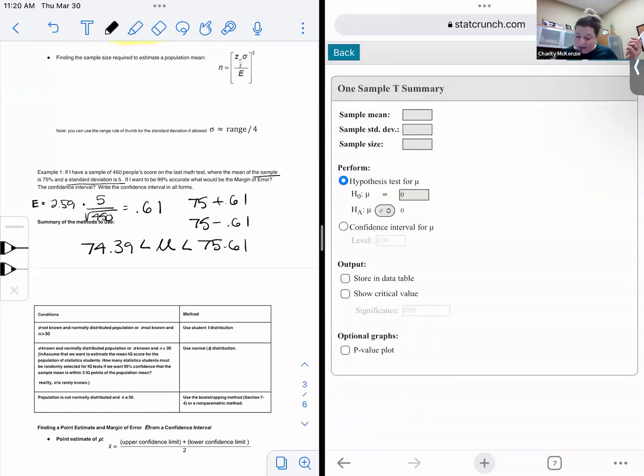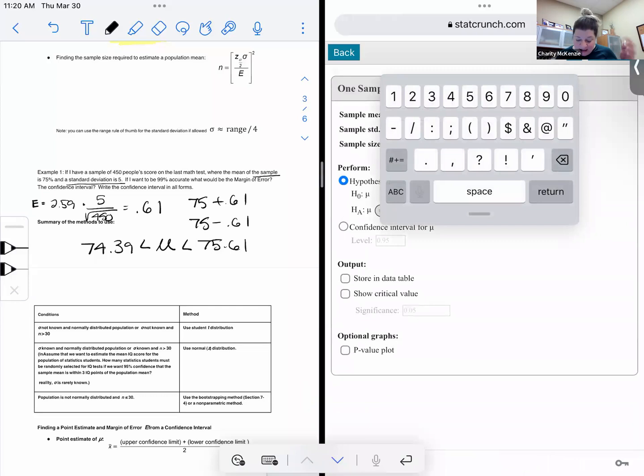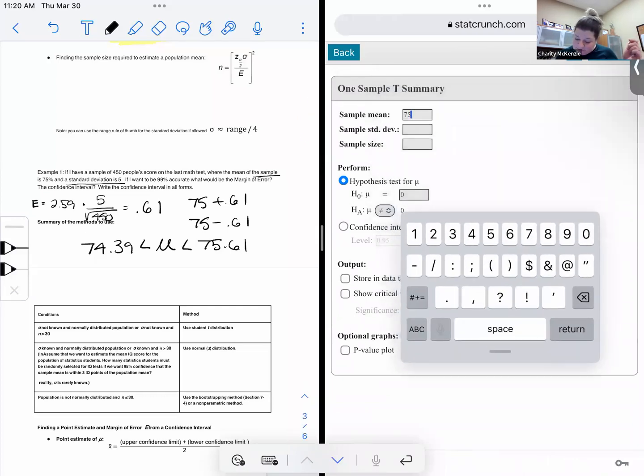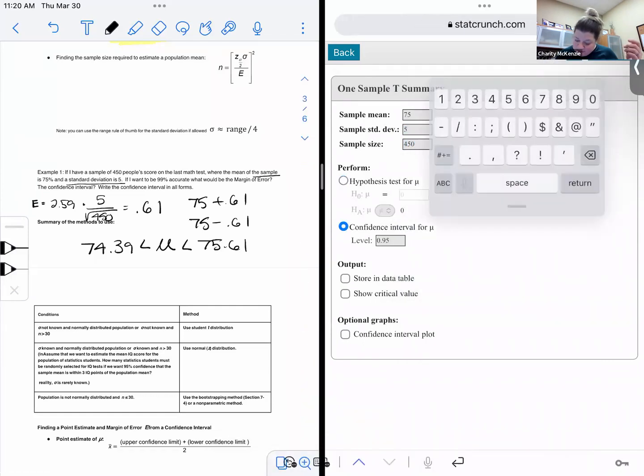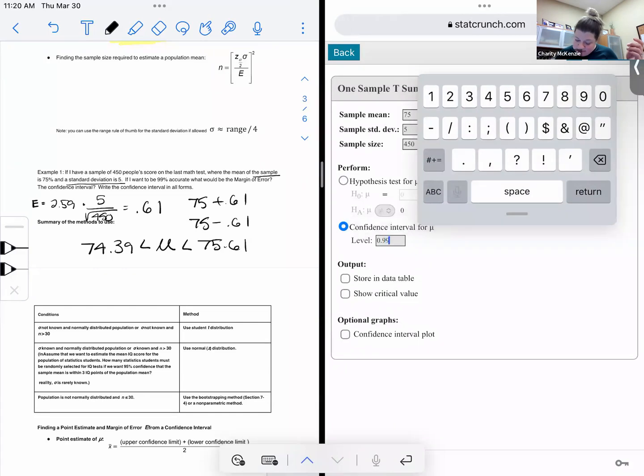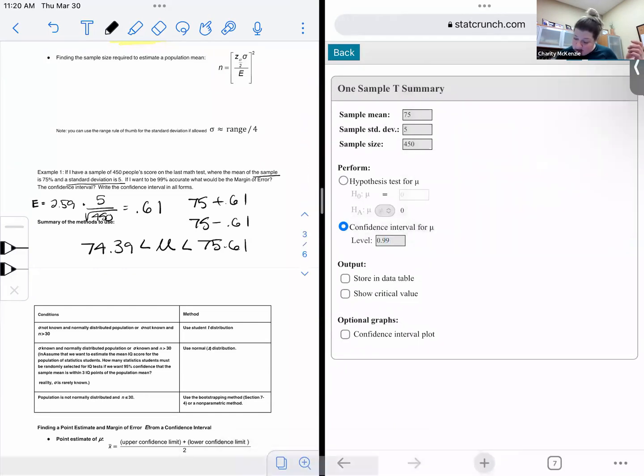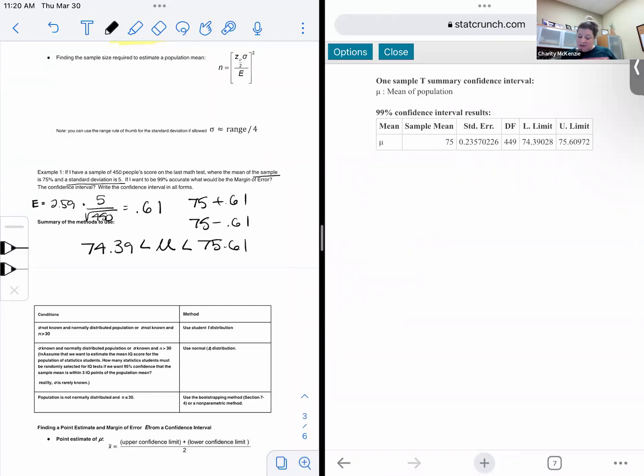So we have a summary and we have a mean of 75 and we have a sample standard deviation of 5, and we had a sample size of 450. And then look, it has confidence interval, and the level of the confidence interval can be 99, which is great because that's what we want. And then compute. So we already got this 74.39, which we got, and 75.61. There we go.